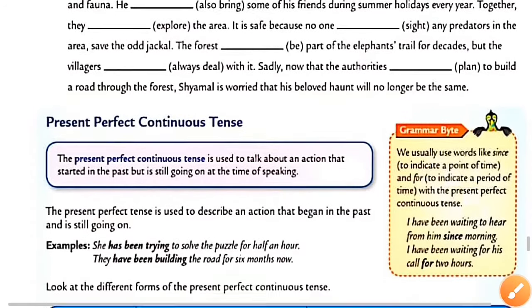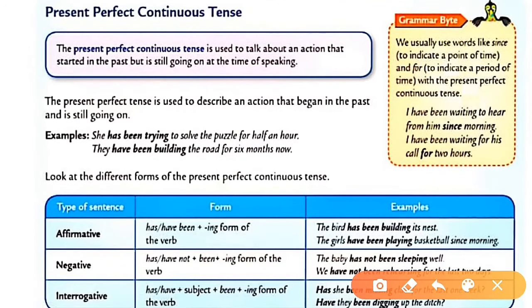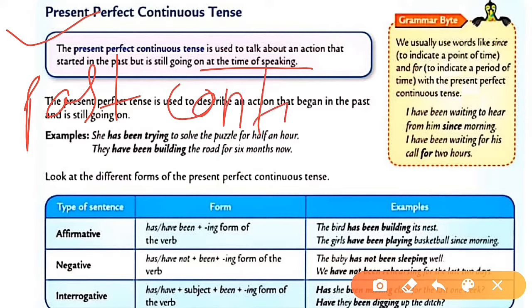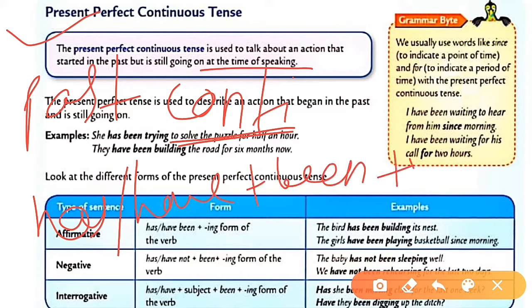So guys, this is complete. Next, present perfect continuous tense. Present perfect continuous tense is used to talk about an action that started in the past but is still going on at the time of speaking. The form is has or have, according to the subject, plus been, plus verb and ing.